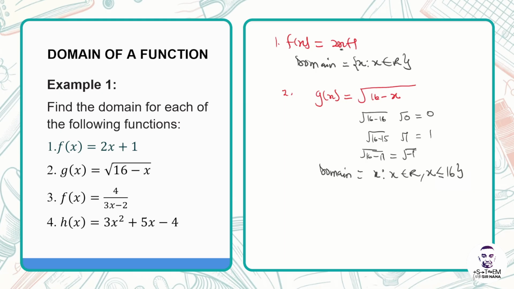In another way, we can take the value in the square root, which is 16 minus x, and let it be greater than or equal to 0. This implies that we move our x across the equal sign to this side. So we have 16 greater than or equal to x, or x less than or equal to 16. Any which way is the same thing. So x is less than or equal to 16, or 16 is greater than or equal to x.